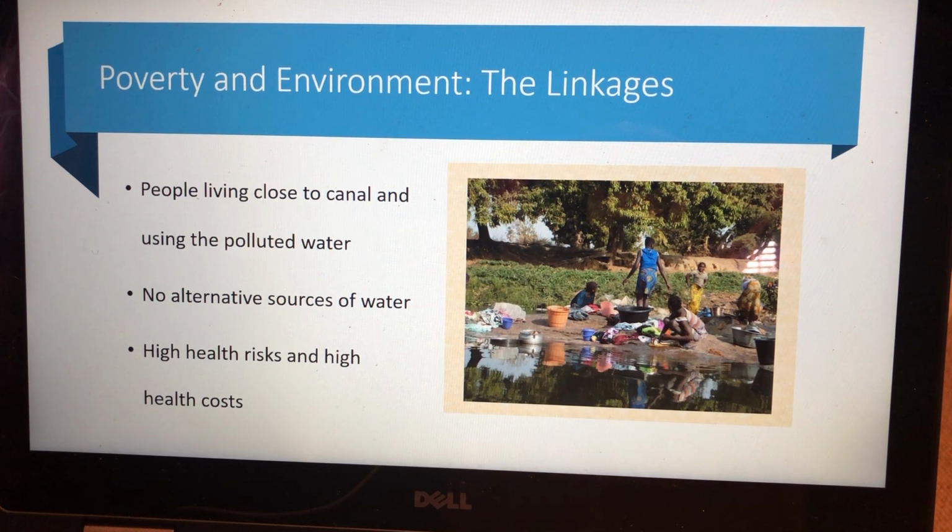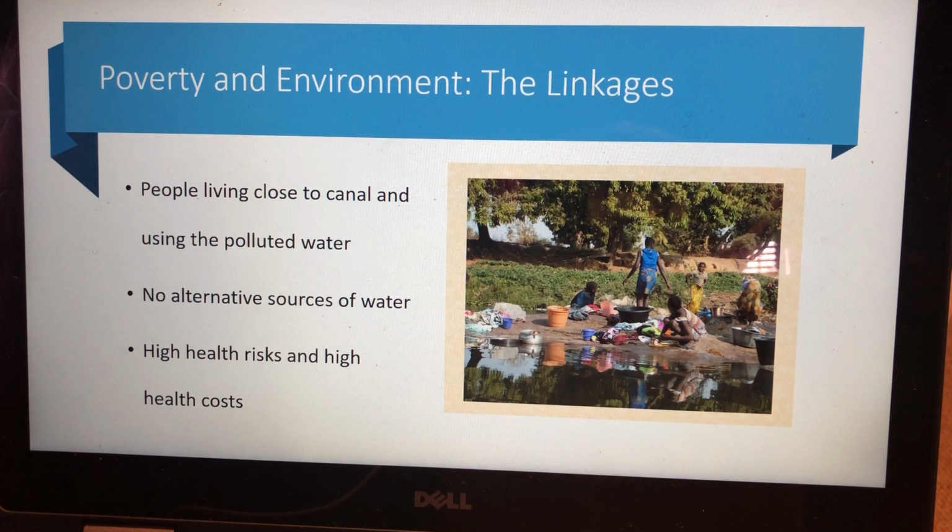And in this picture taken from Mali, we see the communities living close to the canal. They depend on water, and the water is polluted. They're doing their laundry. Maybe they bathe. Maybe they take that water for household use or gardening. Right? Are they taking care of the natural resource? They depend much on that.